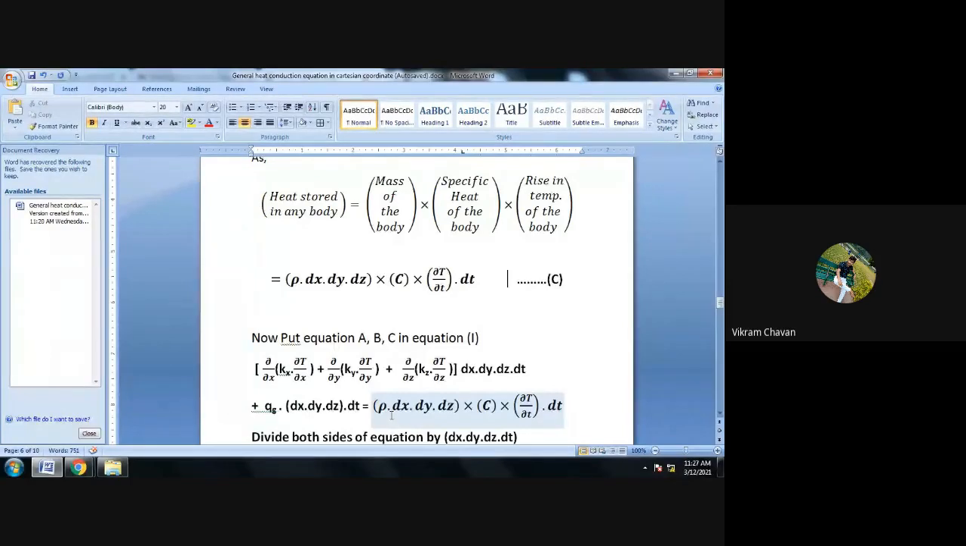Now put equations A, B, C in equation number Roman 1. Okay, in equation Roman 1. So note down this complete equation.